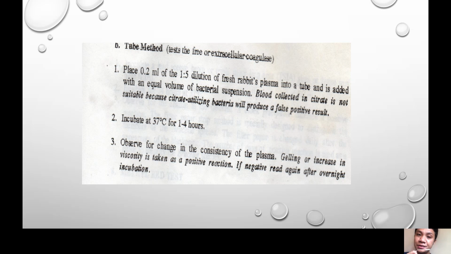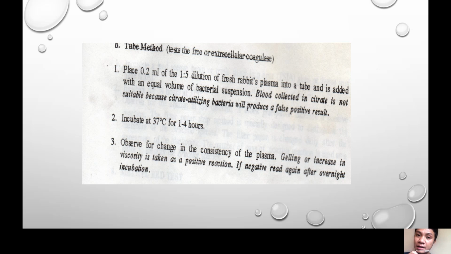Okay, so again, the source of your plasma or your fibrinogen here is your rabbit's plasma collected in the EDTA. Citrated rabbit's plasma here is actually not recommended. With your rabbit's plasma, just first dilute that one in 1:5 dilution. Then you put that one in your tube, mix with your bacterial inoculum, then incubate at 37 degrees Celsius for 1 to 4 hours.